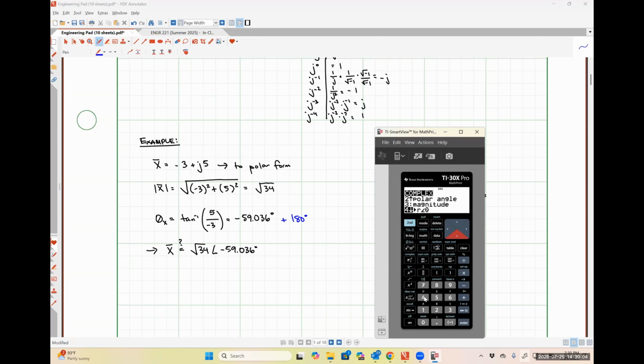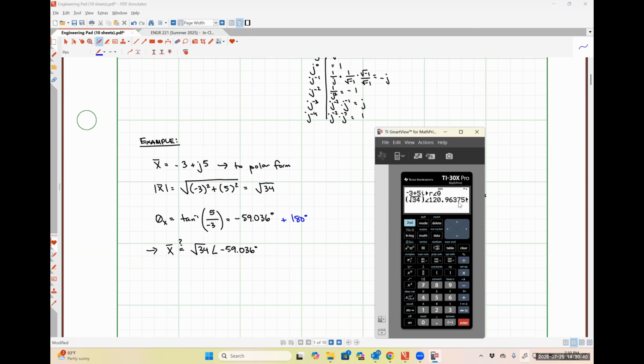So I'm going to press the 4 key here, and press enter, and I wound up getting the square root of 34, which is the magnitude that we got, and then positive 120.964 degrees. I'd be willing to bet an extraordinarily large sum of money that if I put negative 59.036 degrees plus 180 degrees into my calculator, I will get this 120.963 whatever. Okay.